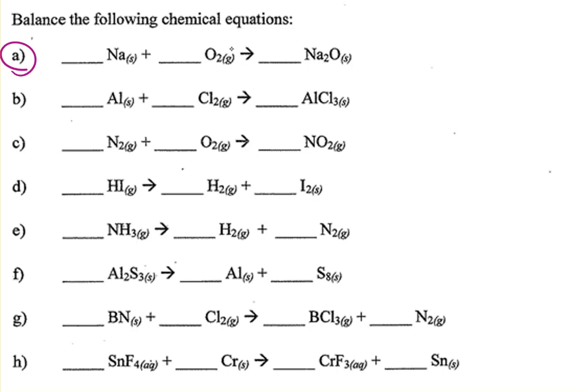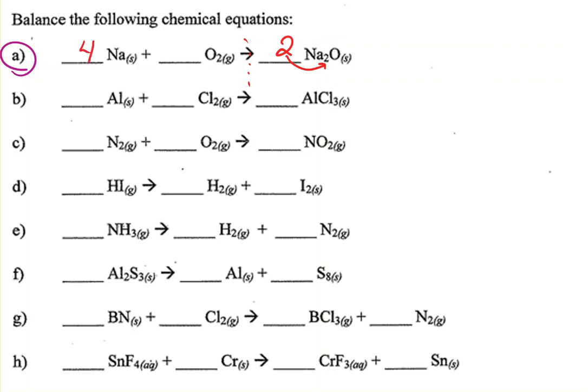We're always looking at the reactants and the products separately from each other. So I've got 2 oxygens on the reactant side. I've got 1 oxygen on the product side. So if I want 2 on both sides, I'll put a 2 here. Now, by me putting a 2, I've changed the number of sodiums. So now there's 2 times 2 is 4. So there's 4 sodiums here. I got to put a 4 here.